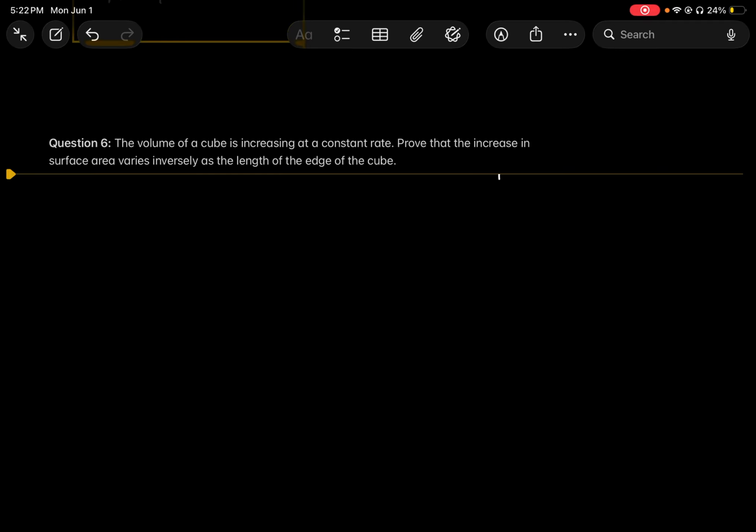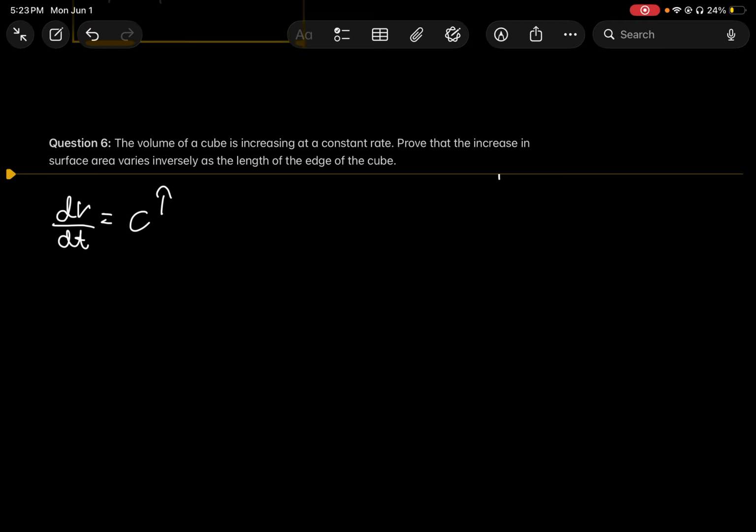तो अभी क्वेश्चन कहता है कि वॉल्यूम ऑफ क्यूब इज इंक्रीजिंग एट अ कांस्टेंट रेट, ठीक है। वॉल्यूम इंक्रीज हो रहा है कांस्टेंट रेट पे। प्रूव दैट द इंक्रीज इन सरफेस एरिया वेरीज इनवर्सली as the length of the edge... wait, volume of fluid is increasing at a constant rate, ठीक है। हमारी वॉल्यूम इंक्रीज हो रहा है, वो dv by dt constant increase ऐसा कुछ होगा क्या?